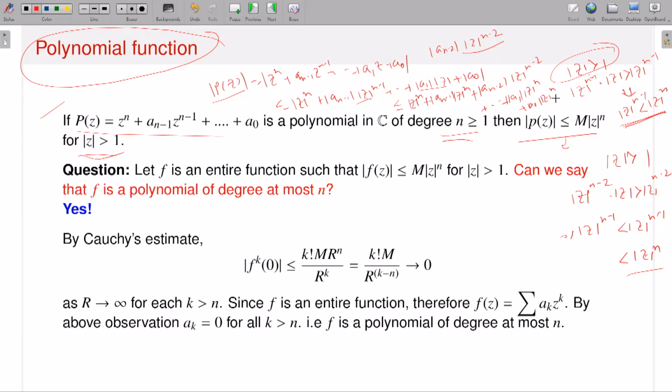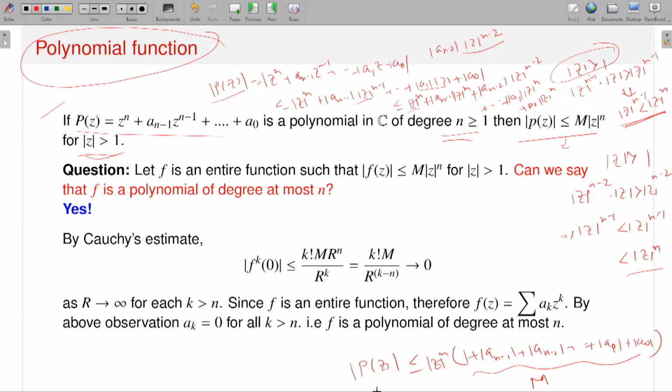In other words, you can have the estimate of the modulus of P of z, which is dominated by, taking mod z to the power n common from each term, mod z to the power n times 1 plus mod a n minus 1 plus mod a n minus 2 up to mod a1 plus mod a naught. Now this is a constant, because I have finitely many a naught, a1 up to a n minus 1 and 1. If I write this as capital M, you have the estimate modulus of P of z dominated by M times mod z to the power n, and this is true for all mod z greater than 1. So the first one is trivial.